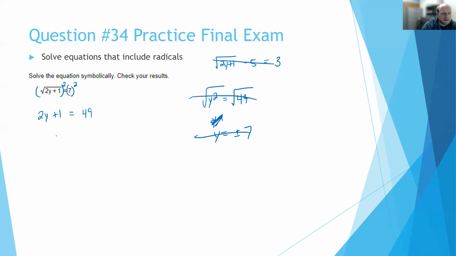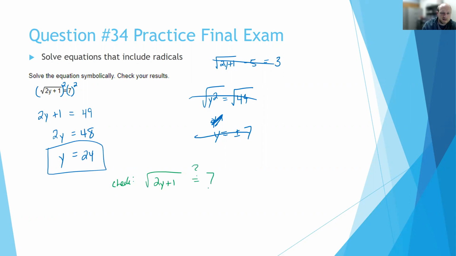I'm squaring it. So let's subtract the 1. So we have 2y equals 48. And divide by 2, that's 24. So simply y is equal to 24. And then I do ask you to check this one. I might not check all of these, but this one's good to check just in case. So we have the square root of 2y plus 1. Does that equal 7 when y is 24?